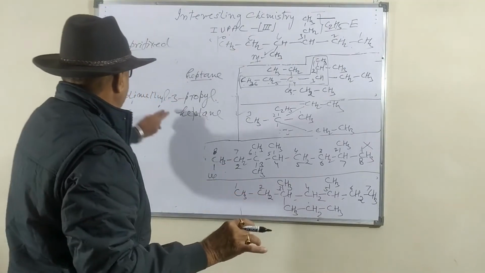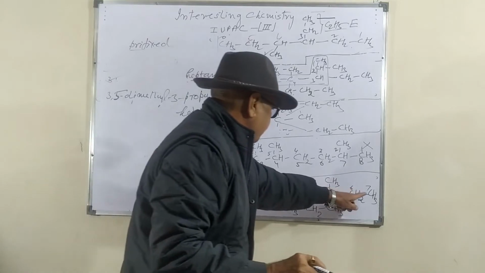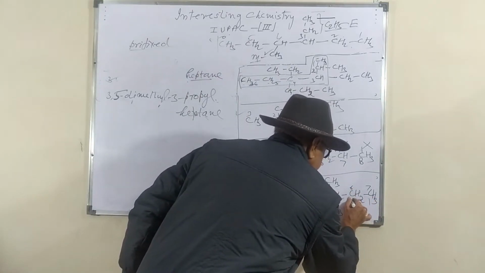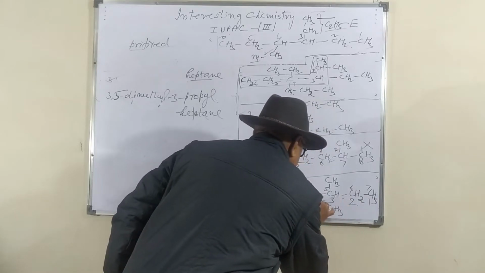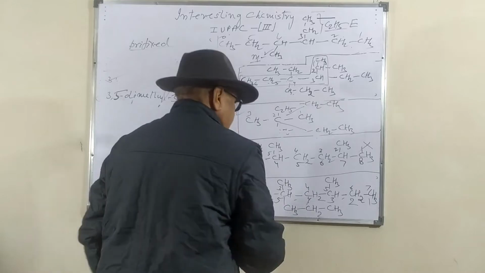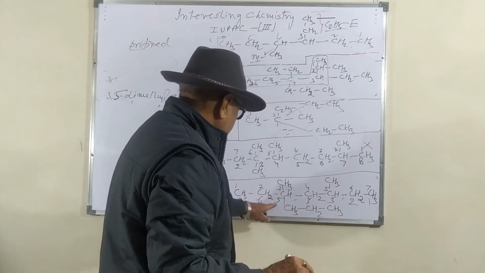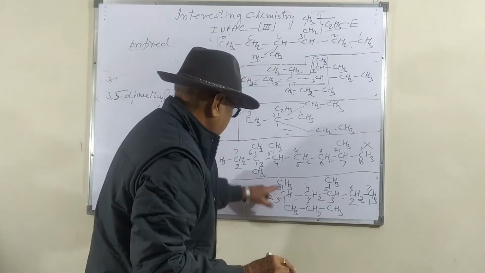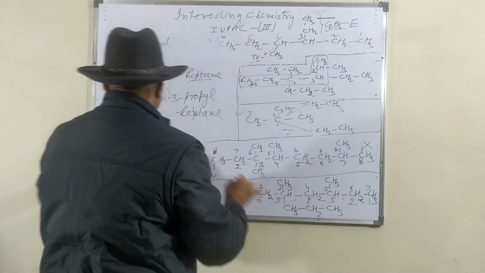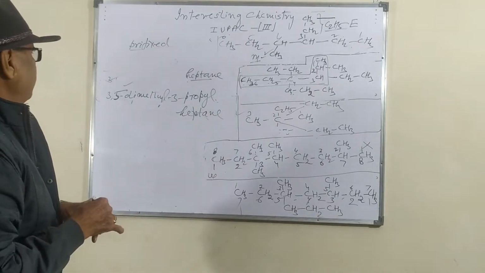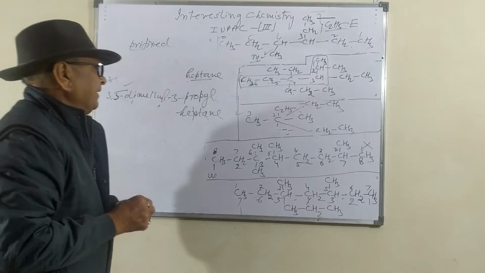We will start from this end. If you start from the other end, suppose you start from this and check it, 2, 3, 4, 5, 6 and 7. So here the locants are 2, 5, 5 and 3, which sum to more. So the first numbering will be right.